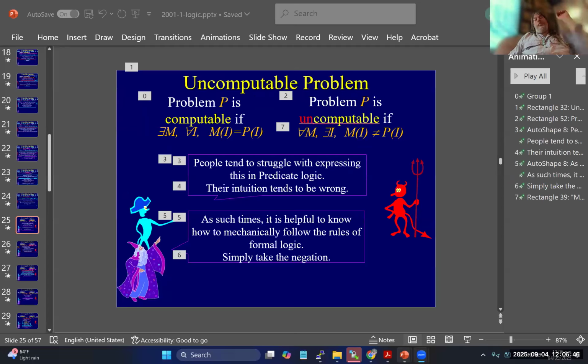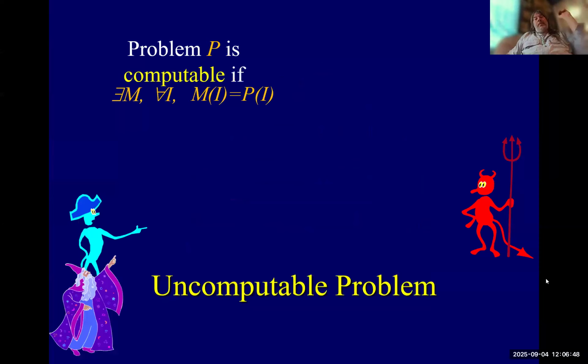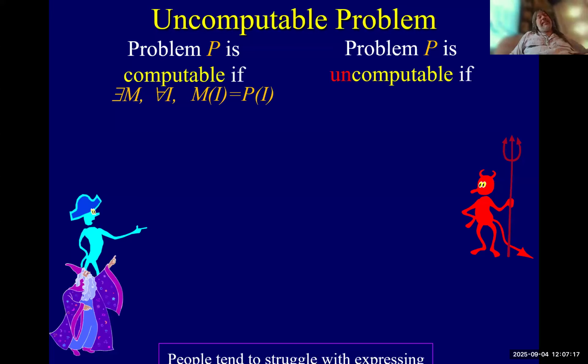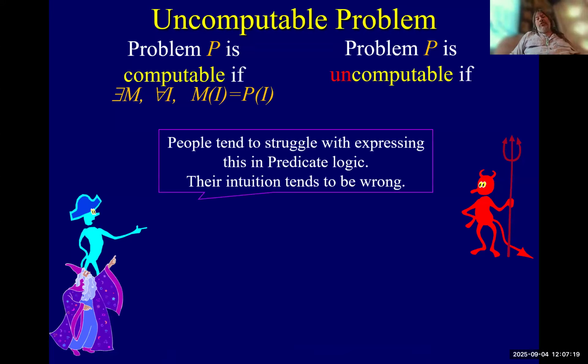All right, so here's the problem. If P is computable, if there exists an algorithm that works for every input, then we want to think about how we write down P as uncomputable. In the logic class, I go through lots of bad ways to write this because it's really easy to write this wrong, but the best thing is to just learn how to take negations of things in logic.